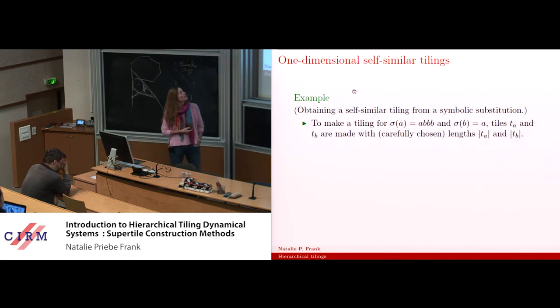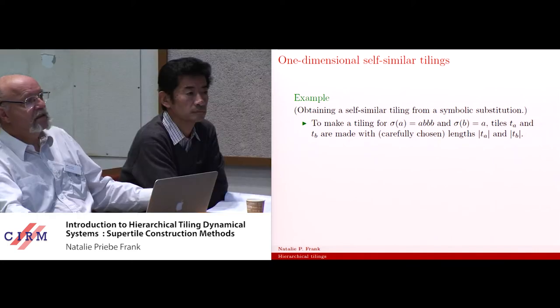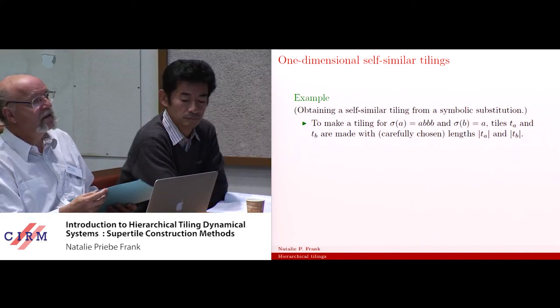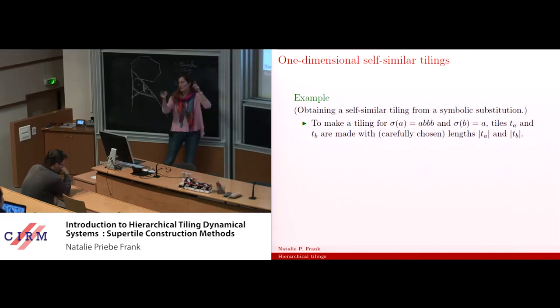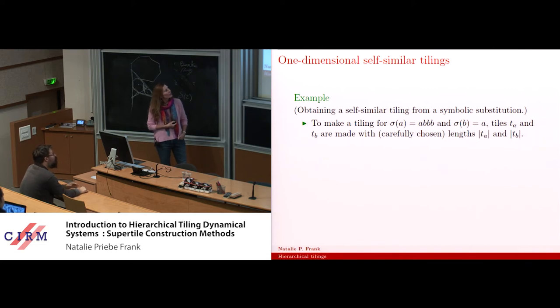All right, so I want to make a tiling for this substitution. And so last time I talked about the fact that you can take a symbolic sequence and turn it into a tiling by just choosing tile lengths for each of the letters of your alphabet. And so you want to choose your letters artfully. You want to choose your lengths artfully.